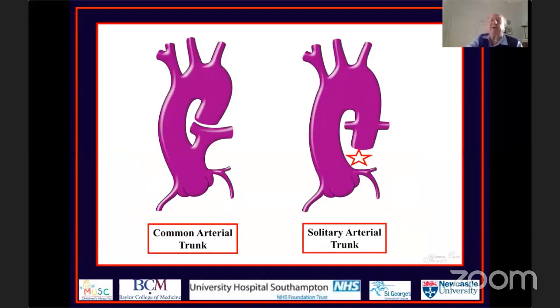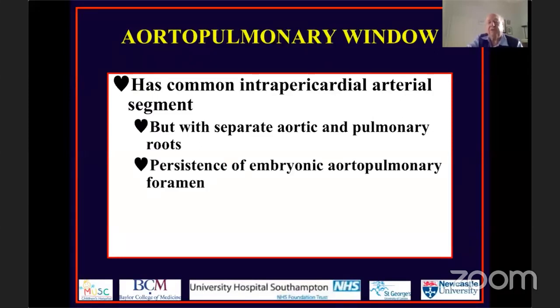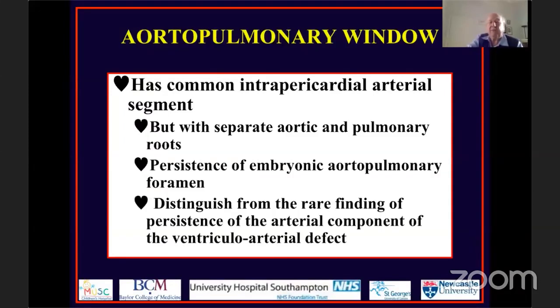So the solitary arterial trunk is the name we give when we have complete absence of the intrapericardial pulmonary arteries, although to all intents and purposes, the trunk itself then is functioning as an aorta, and we see this typically in tetralogy with pulmonary atresia. The differentiating feature of the aortopulmonary window, which in fact is a common distal arterial pathway, is the separate origin of the aortic and pulmonary roots.